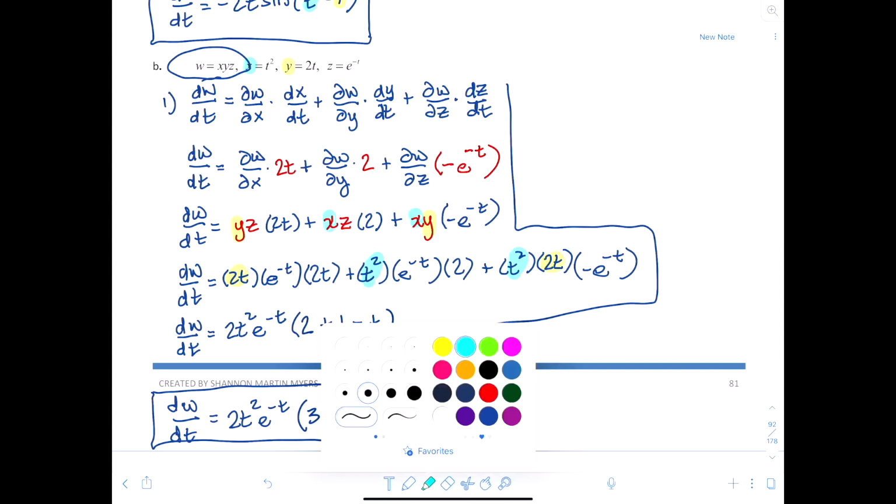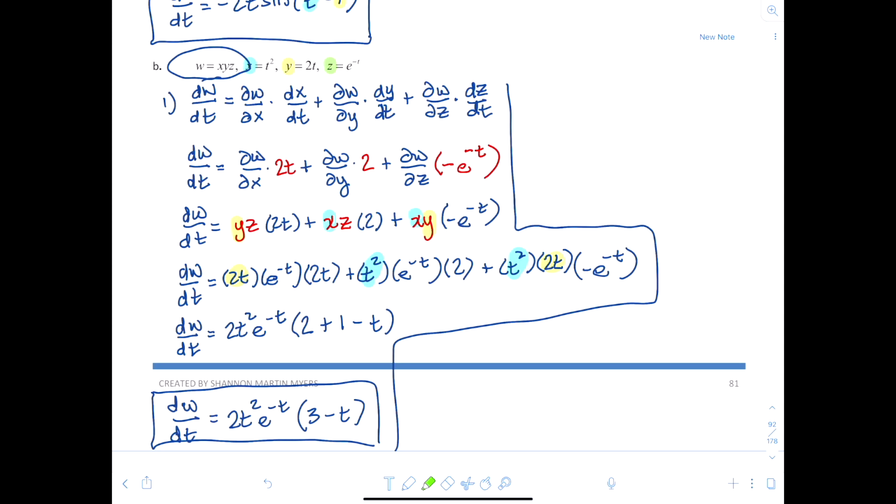And then our z was e to the negative t. Good. All right. So now we're going to write w in terms of t to do it the old way. So w will equal x times y times z. So you'd have t squared times 2t times e to the negative t. So w would be 2t cubed times e to the negative t.